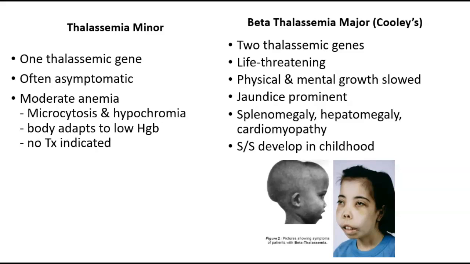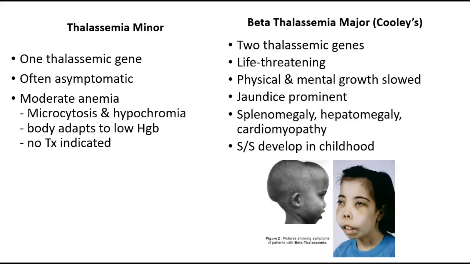But thalassemia major, on the other hand, is life-threatening. It is apparent in childhood. The person experiences both physical and mental growth slowing. Jaundice is a very prominent issue here because remember, there's a lot of destruction of red blood cells going on. So jaundice. And when we talk about hemolytic anemias, we want to keep in the back of our mind jaundice, the spleen, the liver, and actually the heart, right? So the spleen gets larger, the liver gets larger, the heart is overworked. You can get cardiomyopathy.